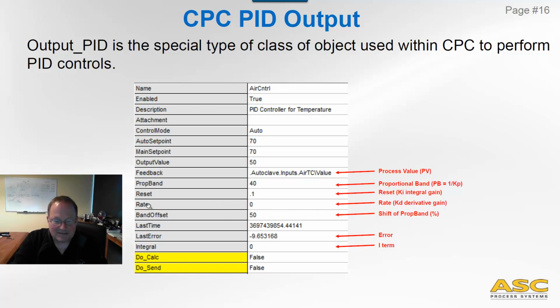Rate is a term used by other PID controllers. Rate is the KD, or derivative gain. And because we don't use derivative, this is almost always 0, so you don't have to worry about that. Band offset is 50%. And then here's the error that's being displayed, and then here's your integral, which is the I term. That's the amount that has been added over time, okay?